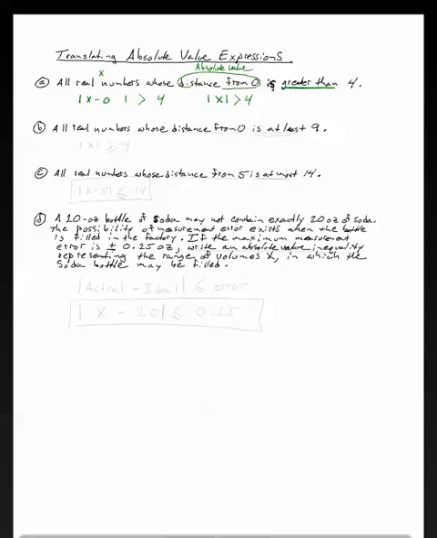So in part B, where it says all real numbers whose distance from 0 is at least 9. So distance from 0, we know that's going to be the absolute value of x, all real numbers whose distance from 0. And then it says is at least 9. So it can be greater than 9, it can be equal to 9. It has to be at least 9. So greater than or equal to means at least 9.